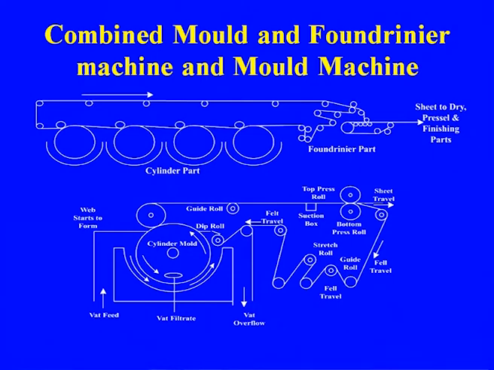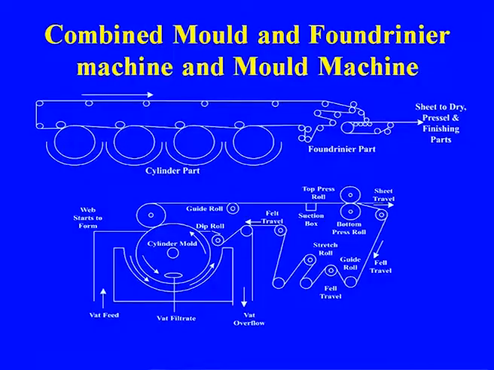The mold machine is normally used when we are making duplex board or triplex board, where different types of pulp furnish are used for the liner side and the filler side. In the triplex board, the filler is inside, and the outside has white paper. So that is the triplex board that we are having, and sometimes it is also combined, with a cylindrical mold joined to the Fourdrinier part. So sometimes there are combined machines also.